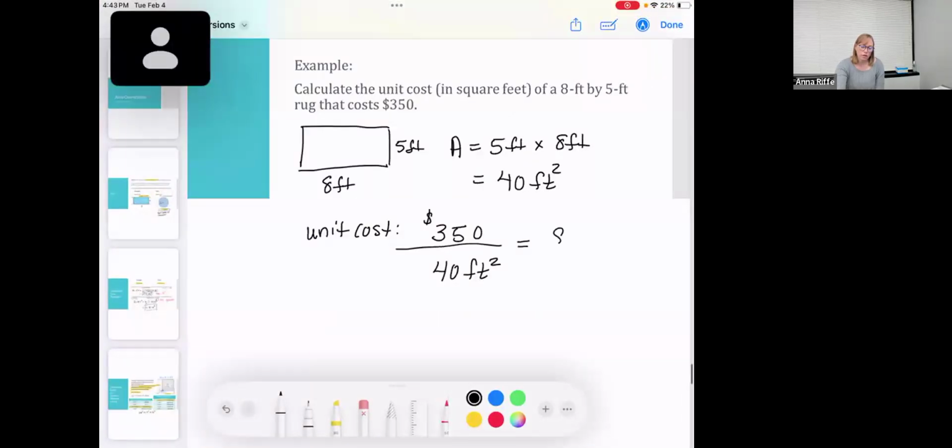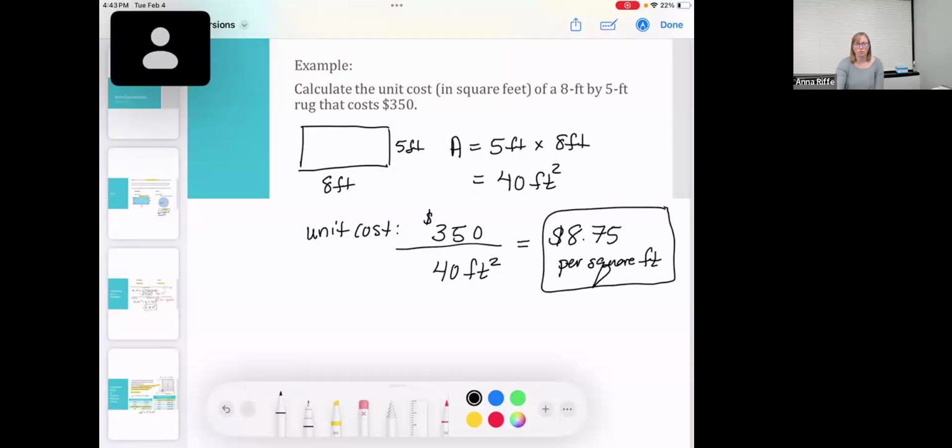So it looks like this rug costs $8.75 per square foot. Per square foot. So it's kind of an expensive rug. Okay. So that's an idea that we can use to determine, say, the total cost of carpet for carpeting a room, which maybe you'll need to do one of these days.